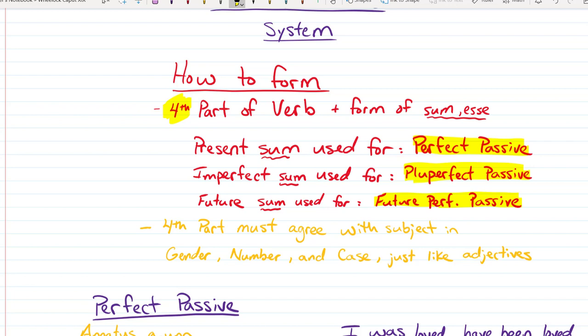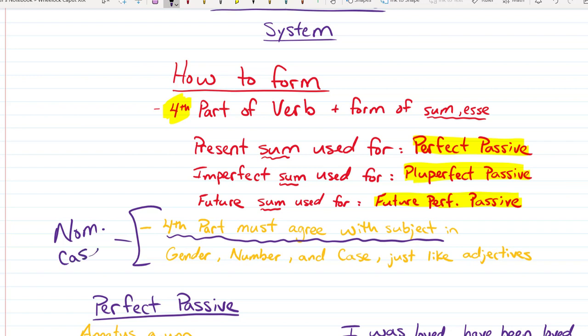Okay. For these, the fourth part of the verb has to agree with the subject. So whatever the subject of the sentence is, in gender, number, and case, just like an adjective would. The nice thing is because the verb has to agree with your subject, it's always going to be nominative case. Always. Because it's agreeing with your subject. So that makes it a little bit easier.